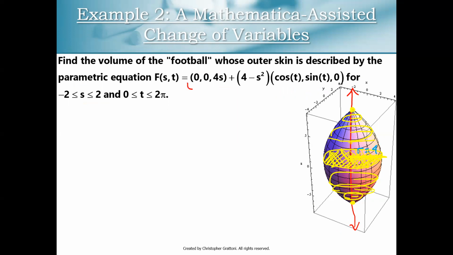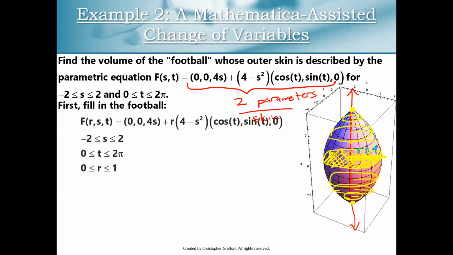You'll notice that this parameterization has 2 parameters, which means it's a surface. It's the outer skin of this football. And what I need is something with 3 parameters that describes my solid region. And so to fill in that football, it's not such a big deal. I'm taking the exact same parameterization from above, and I'm just adding a factor of r, and I'm going to let r vary from 0 to 1.